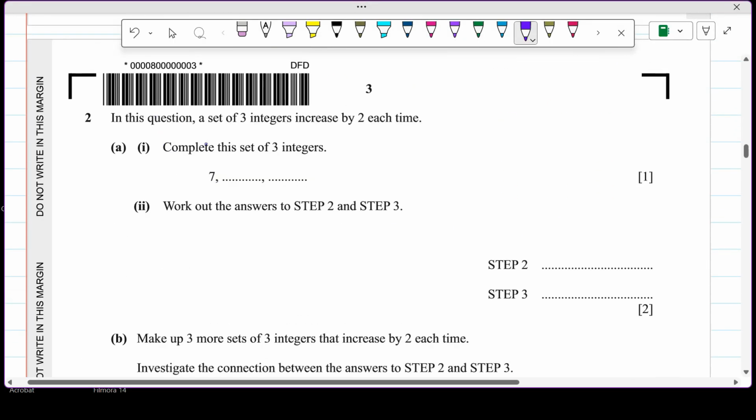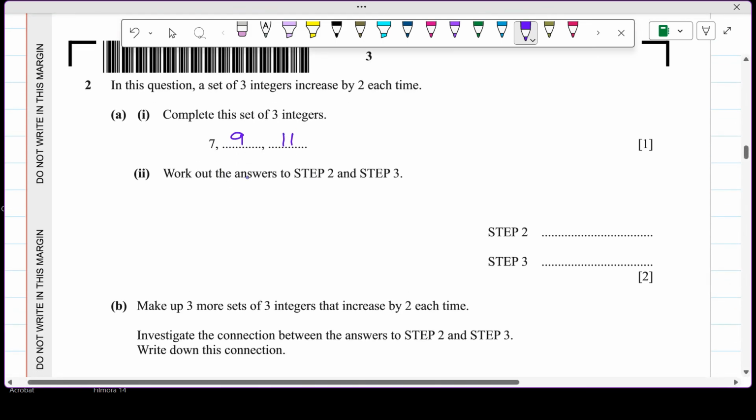So we can write 21, 22 and 23. Question number 2. In this question, a set of 3 integers increases by 2 each time. Complete this set of 3 integers. There is an increment of 2. So when we add 2 to 7, we get 9. And when we add 2 to 9, we get 11.